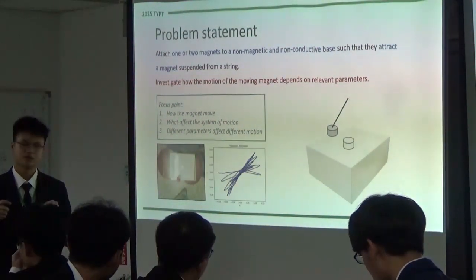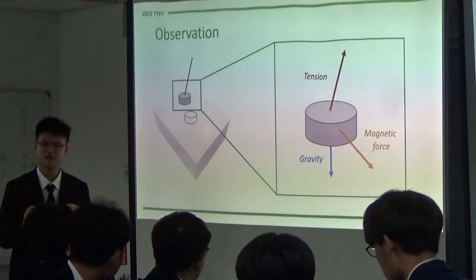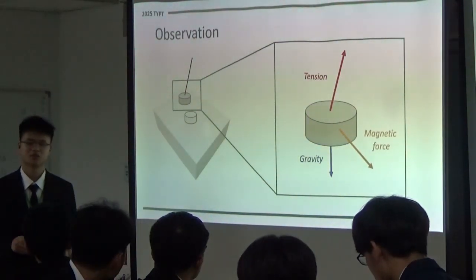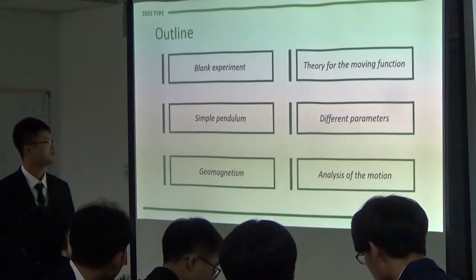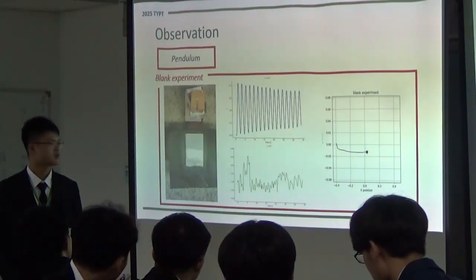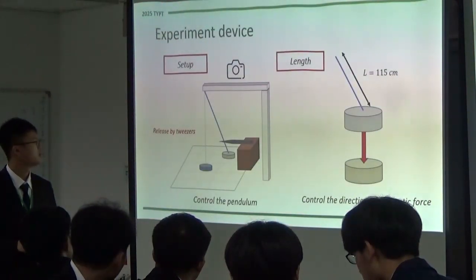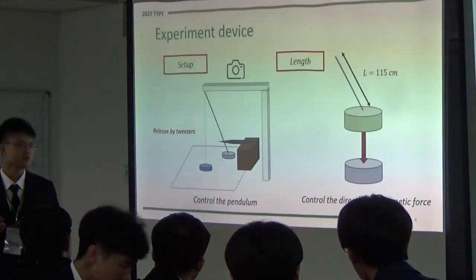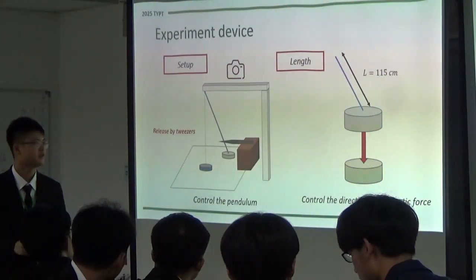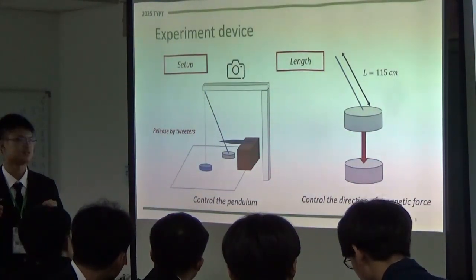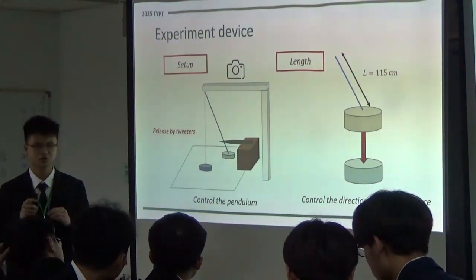I'm going to investigate how the motions of the magnets depend on the relevant parameters. For observations, I assume several forces in the motions. First is the tension from the string, then the mass of the magnets, and the magnetic force. This is my outline. For observation, it is a break experiment with no magnets on the pendulum. For setup, I release the pendulum with tweezers and set the camera from up to down to overlook the whole motion of the pendulum. The length of the pendulum I use is 125 centimeters. I believe that it is long enough to control the direction changes between the magnets moving.